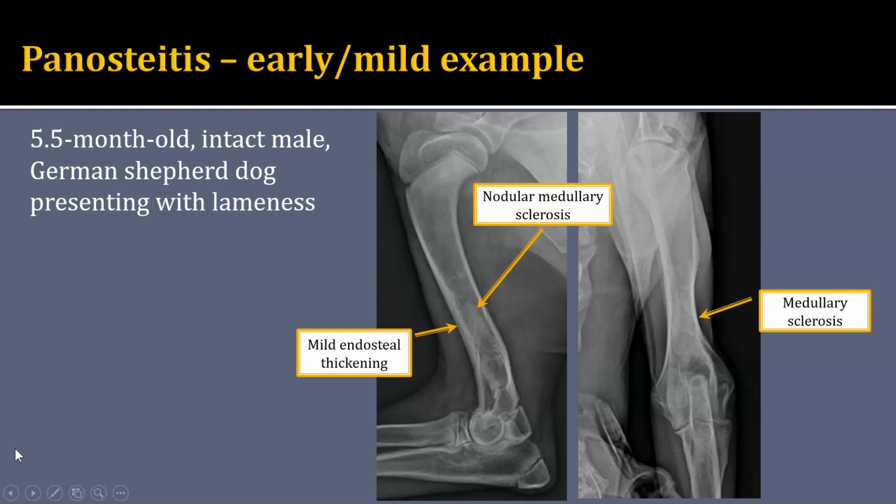So here's an example of a 5.5-month-old intact male German Shepherd dog who's presenting with lameness and has early or mild Panosteitis. On the lateral view, in the mid to distal diaphysis of the humerus, we can see this region of medullary sclerosis or increased bone opacity, and notice it's adjacent to that nutrient foramen. This would be why we start to lose definition between the endosteal surface and the medullary cavity because of that medullary sclerosis. On the craniocaudal view, we can also see that medullary sclerosis. Again, it should be uniformly lucent here, and here would be our normal, so this is too opaque.